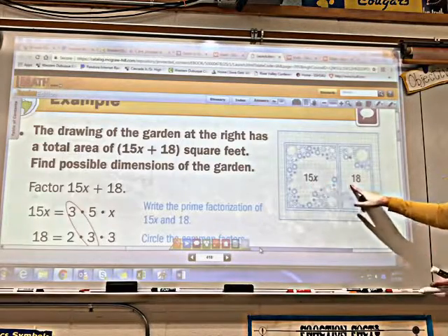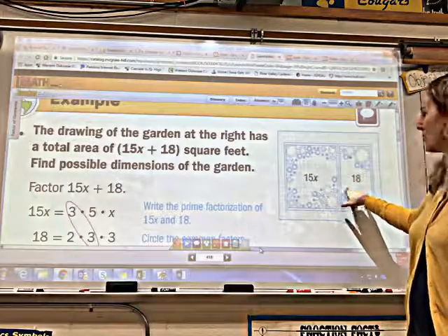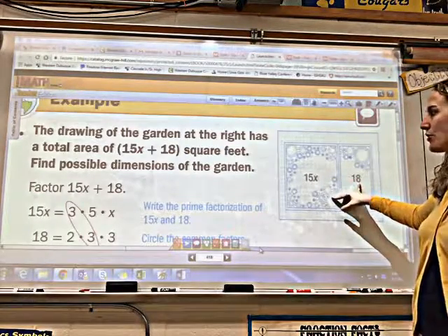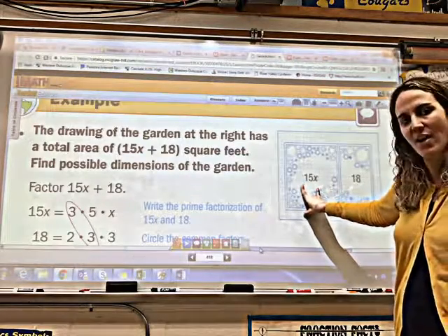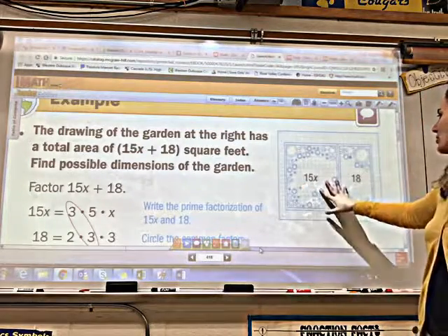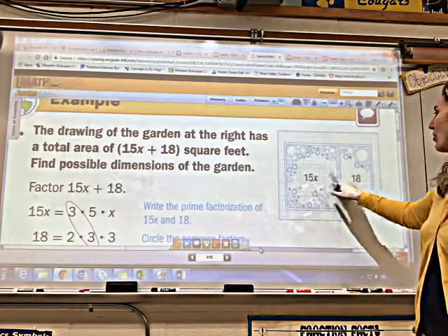Okay, so we're thinking 15x and 18. What would be your greatest common factor that would go into both 15 and 18 first of all? I'm thinking about my factors of 15, so like 1, 3, 5, and 15. Out of those, which one would be the biggest that would go into 18? Well, it would happen to be 3. Okay, so we would pull out a 3.